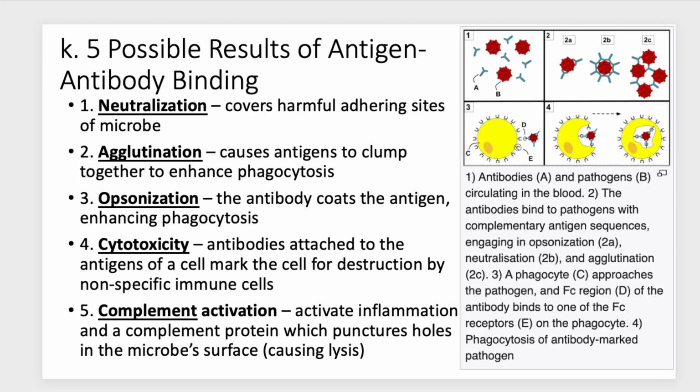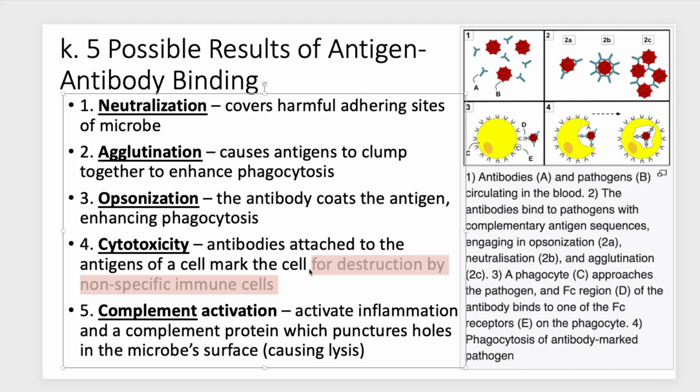And we also see agglutination. This causes the antigens to clump together, which enhances our ability to phagocytize them because we can eat a bunch at once rather than having to find them all separately. Opsonization, the antibody coats the antigen, which also enhances phagocytosis. Cytotoxicity, antibodies attached to the antigens of a cell mark the cell for destruction by nonspecific immune cells.